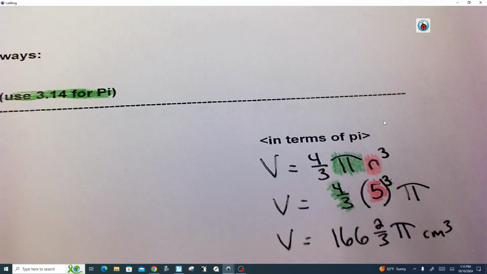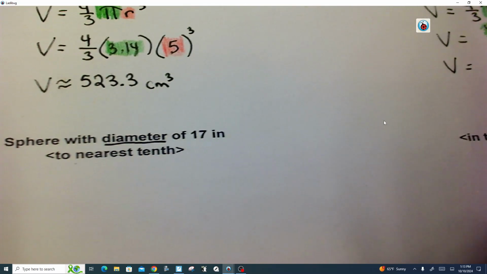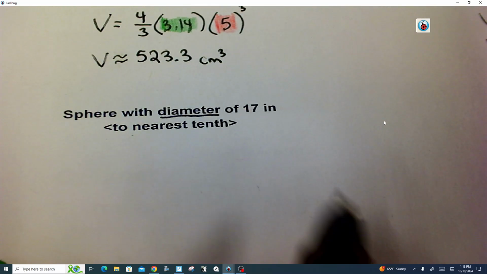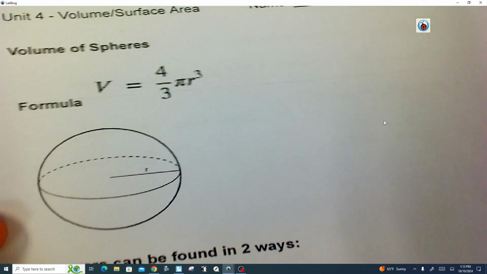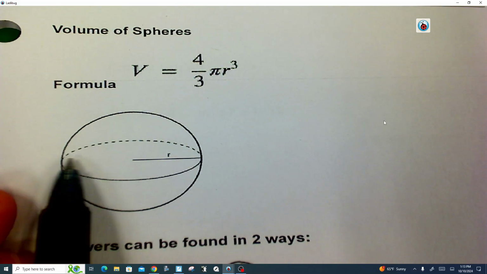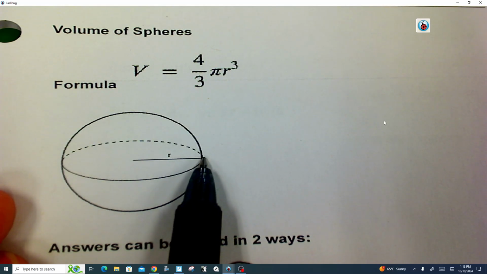So if that's got you to where you need to be, I'd like to come down here and talk about this part real fast. This is the first one where I gave you a diameter. Well, what's a diameter? A diameter is where we put two radiuses together, and it stretches all the way across a circle, right?